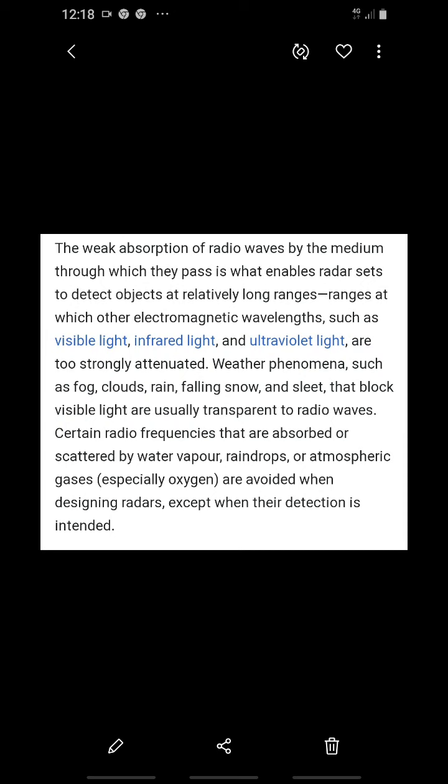The weak absorption of radio waves by the medium through which they pass is what enables radar sets to detect objects at relatively long ranges, at which other electromagnetic wavelengths such as visible light, infrared light, and ultraviolet light are too strongly attenuated.